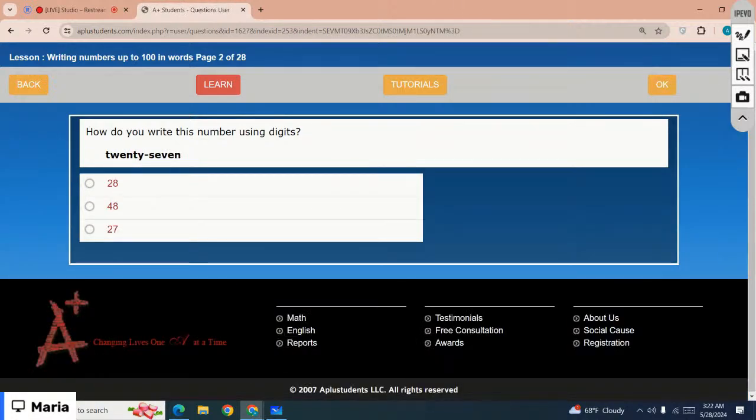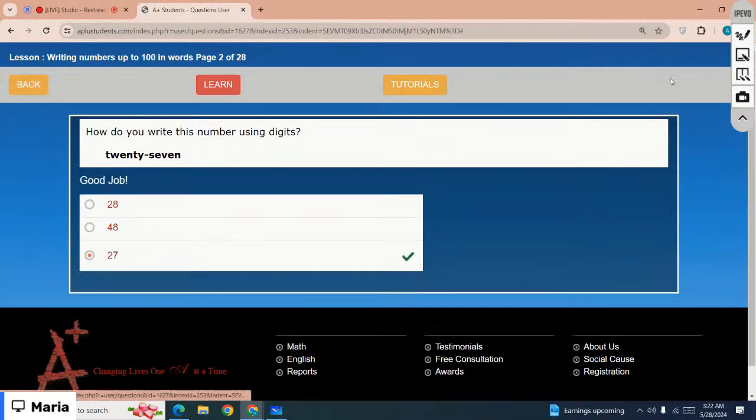How do you write this number using digits? 27, which is the correct option? The correct option is, yes, option number three is the correct option. That's how you write 27.